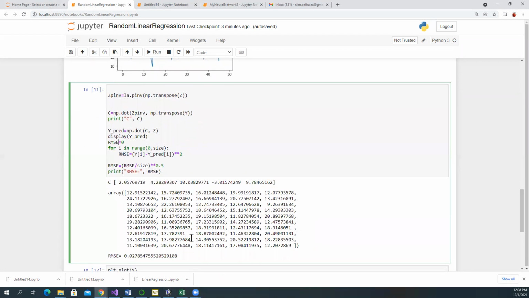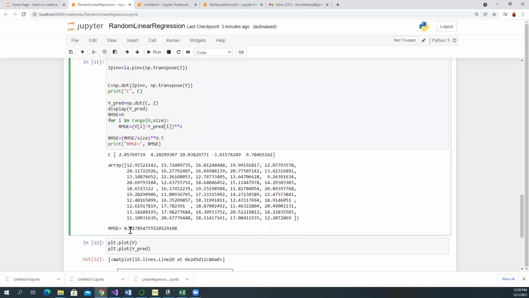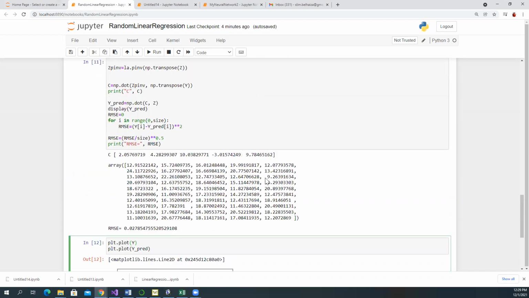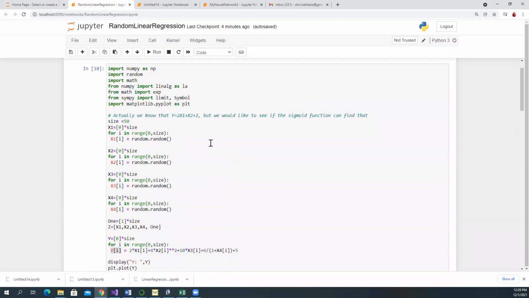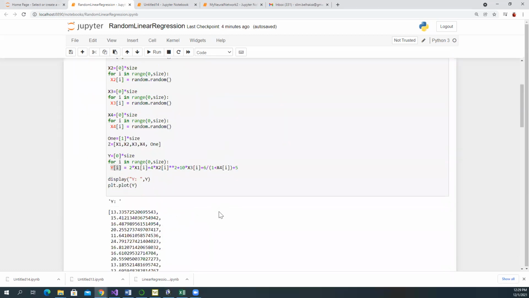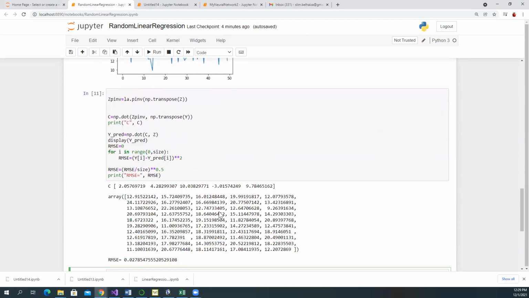Okay, so this is at the end the y obtained, the y predicted, and the root mean square error, which is 0.0278. And I'm displaying here on the line chart the prediction compared to the real or the original output. The original output is the blue curve. The orange one is the predicted, and you see the two curves fit quite well. Okay, so you see, even with randomly generated input and an already known nonlinear relation, the pseudo inverse worked quite well and gave quite a good prediction.